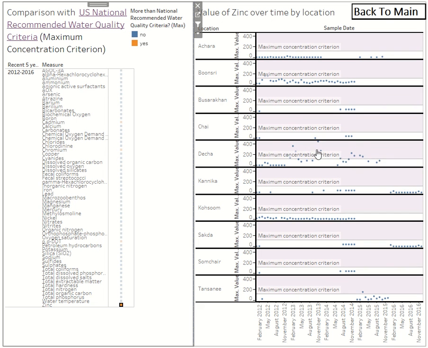So for the example of zinc, you can see that DECHA most of the time is above the maximum concentration criterion ever since 2012. Even for those times in which it is below the maximum concentration criterion, it's still very close to the threshold.